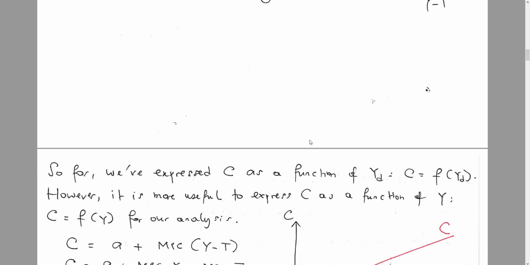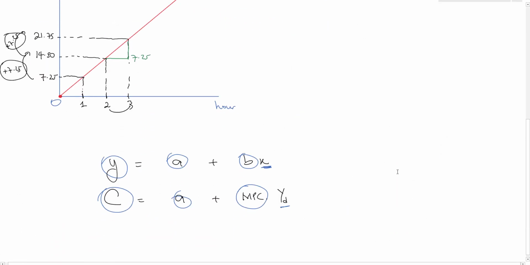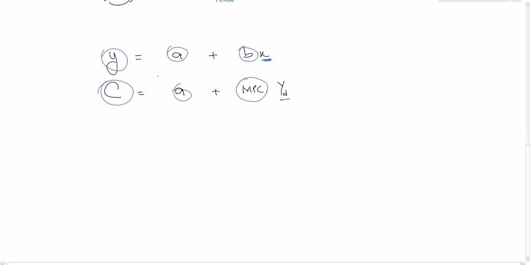Now there's a little thing that we're going to do here, and I'm going to take you through this in a second. What we've been doing so far is expressing C as a function of disposable income. Implicitly, this is what we've been doing.